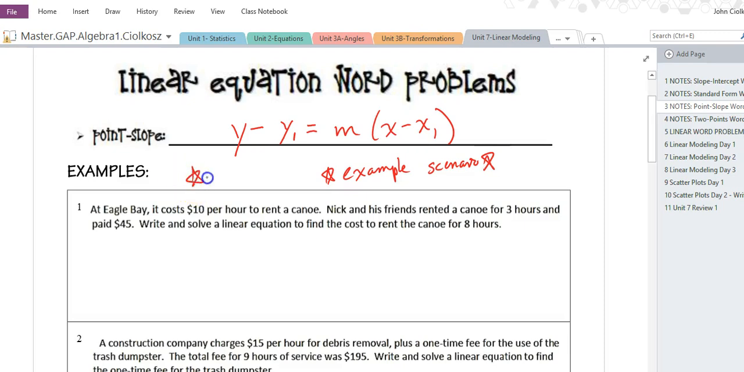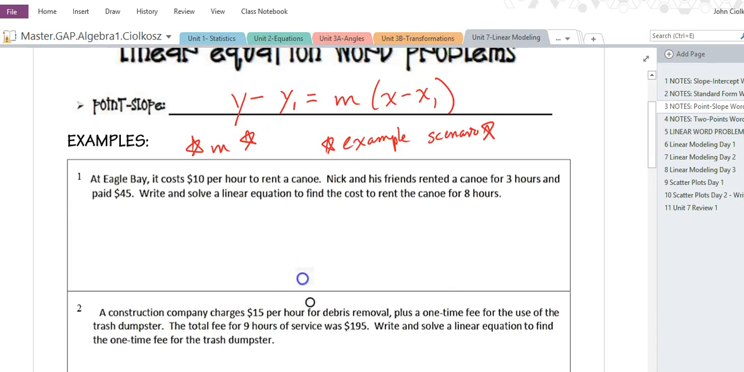So I'm also going to be given a slope. So I know my slope here, or my m, is that $10 per hour. Nick and his friends rented a canoe for 3 hours and paid $45. So our example there, they're saying, here's an example of how this equation looks. For 3, it cost me $45. So when we're given this type of information, that's when we're going to use this point slope formula.